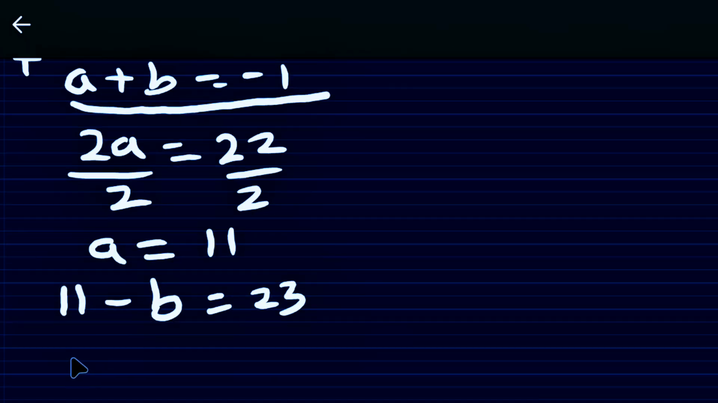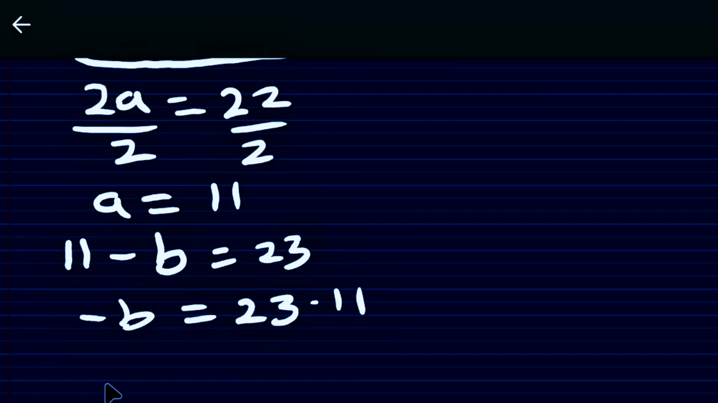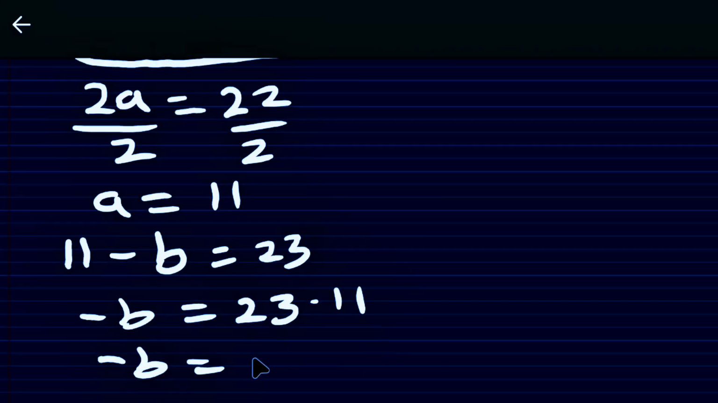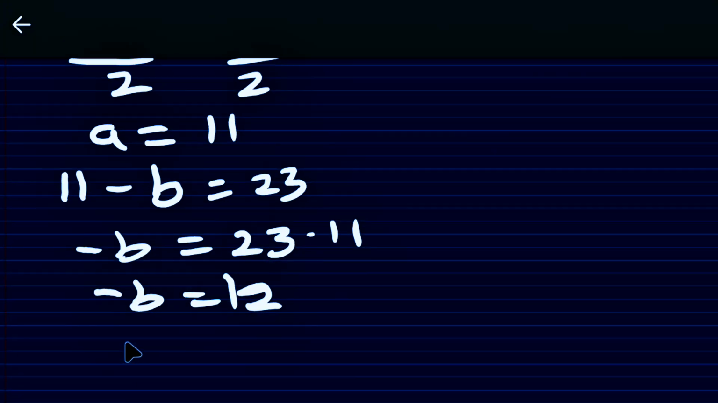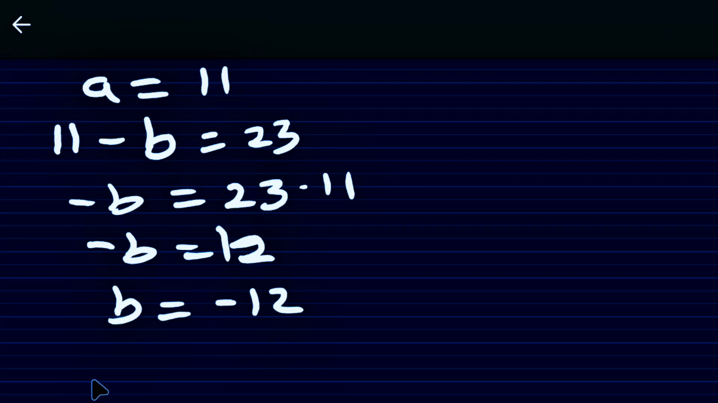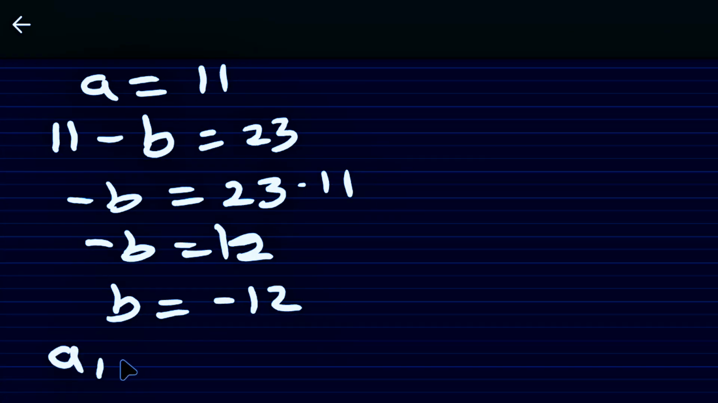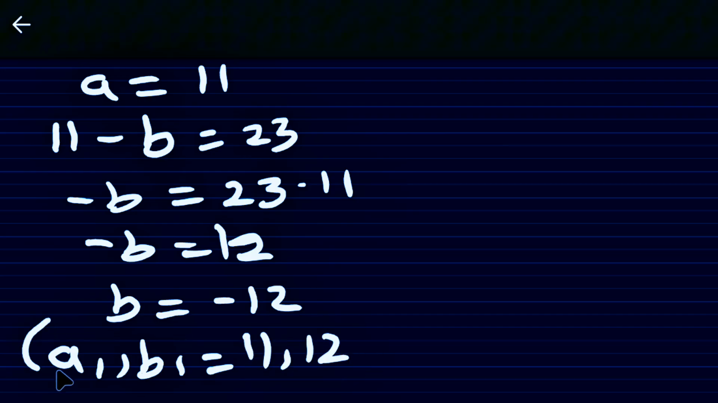So from here we have minus b equal to 23 minus 11, and it simply means that minus b will be equal to positive 12. So if we divide both sides by minus, we are going to have b equal to minus 12. Now this is the b. So we have a1 comma b1 equals 11 comma minus 12. Now this is a1 and b1.